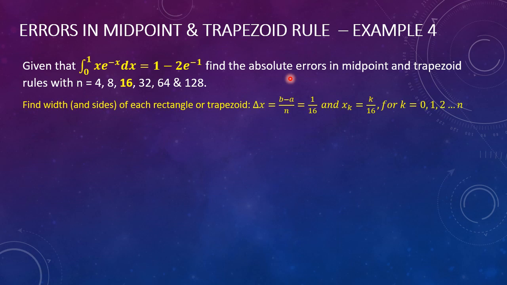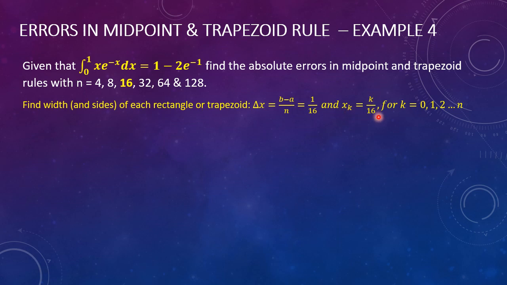Okay? So the first thing we have to do is find the width, and in this case, the sides of each rectangle or trapezoid. We do that the same way we've been doing it all along. Delta x equals b minus a over n. So we get 1 minus 0 over n, and our n is 16 this time. So we get 1 minus 0, which is 1 over 16.